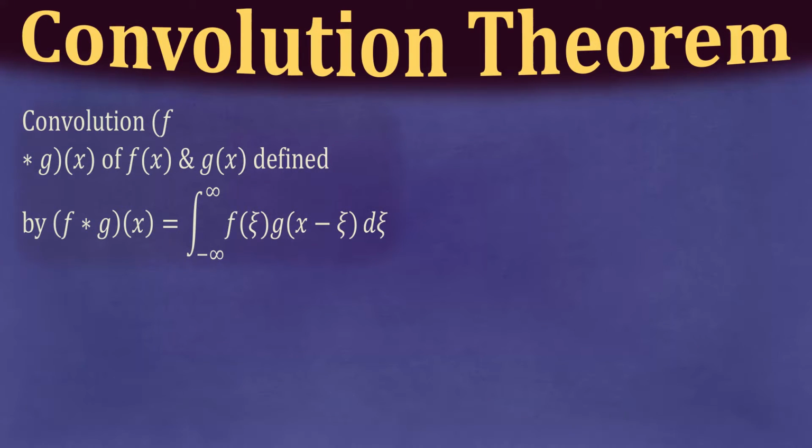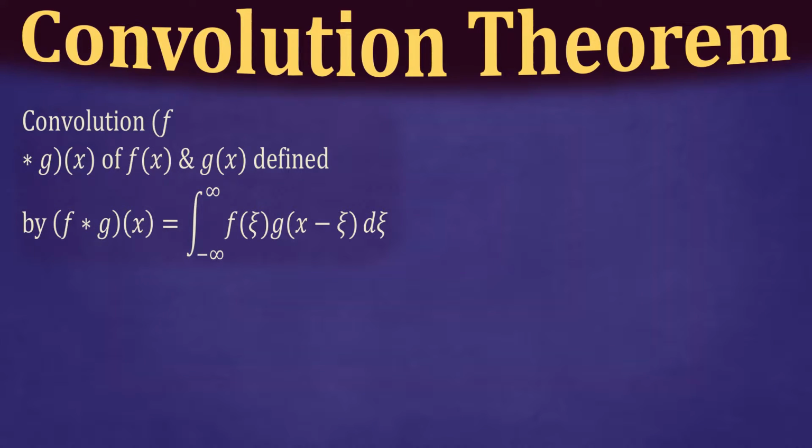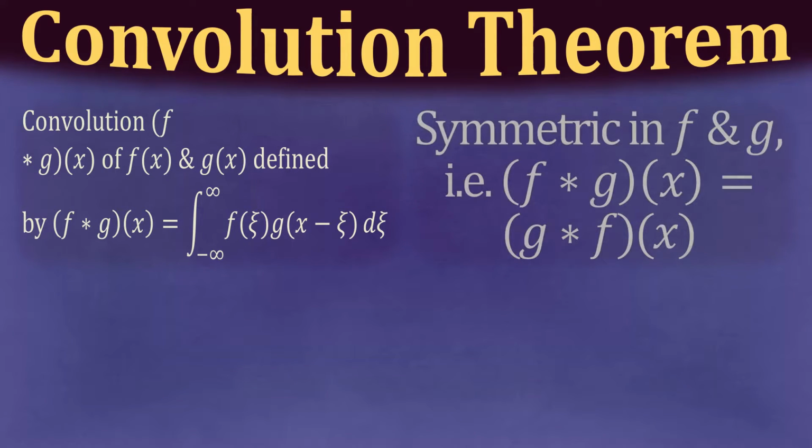Next, let's discuss the convolution theorem. The convolution f convolute g of x of two functions f of x and g of x is defined by f convolute g of x is equal to the integral from minus infinity to infinity of f of psi times g of x minus psi d psi.